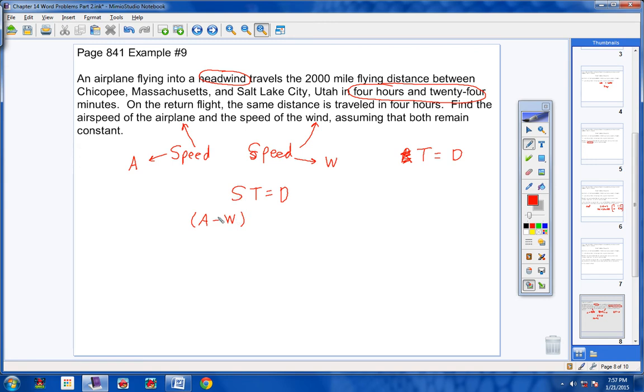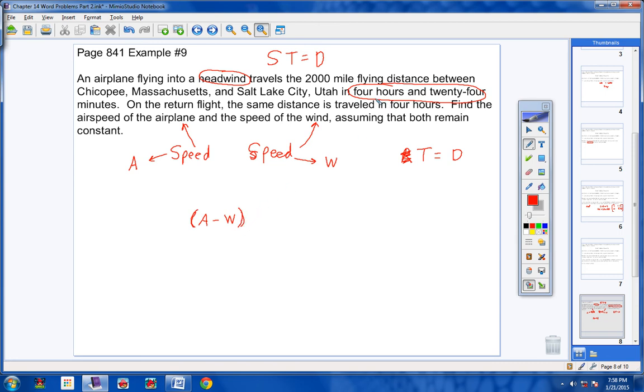Let's talk about that again. I'm afraid you're a little confused. Listen, we have speed times time equals distance. I'm going to pull this up top, get it out of the way, but we can still see it. So I just put my speed first, and here's my speed: speed of the airplane minus the wind, times the time.